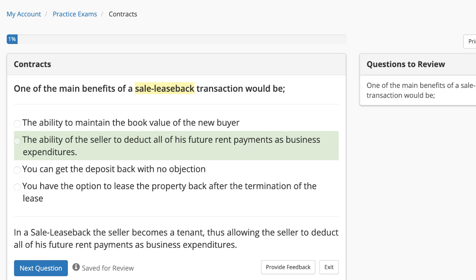Before I move on, we are doing contracts today. Can you guys tell me the 4 essentials of a valid contract? What are the 4 essentials of a valid contract? Who knows? What do you guys think?